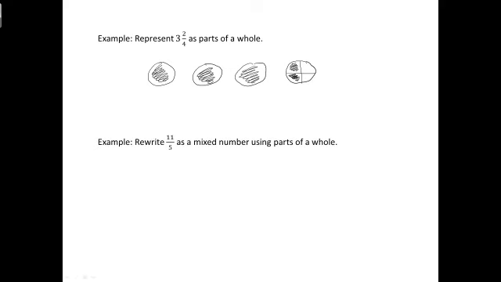Example, rewrite 11/5 as a mixed number using parts of a whole. Recall that the 5 in the denominator tells us that each circle needs to be cut into 5 pieces. And we need to shade in 11. 1, 2, 3, 4, 5, 6, 7, 8, 9, 10.